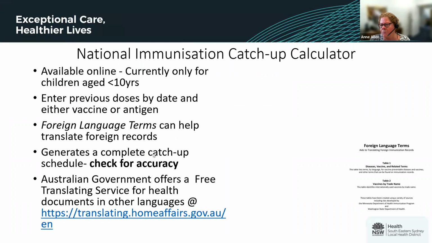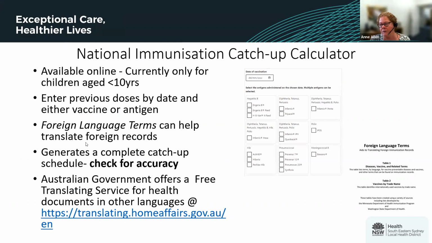You generate a complete catch-up schedule, then check for accuracy. The calculator is fabulous and they're getting better at it, but it can spit out incorrect information sometimes. So if you're not sure on how to check it, you can send it to me and I'll check it. I'd rather you have it checked than not check it at all and give the wrong vaccines.